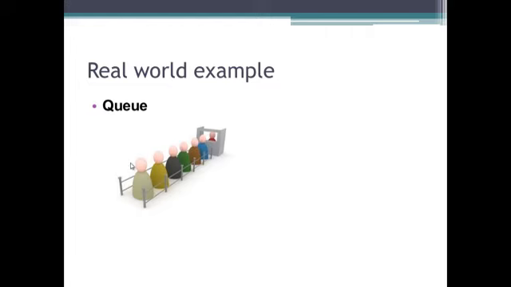So in this case, if a new person is coming, where can he be inserted in the queue? Obviously it is at the rear end. He can go and stand at the end of the queue. Then what about the person who is standing at the front? He will get his service done and he will leave the queue. So the person who is standing at the front will be the one to leave the queue next.